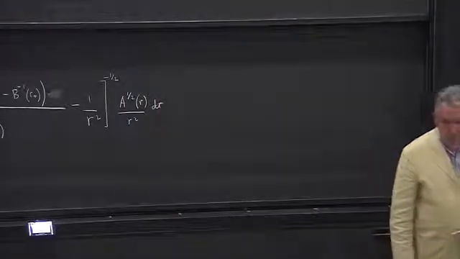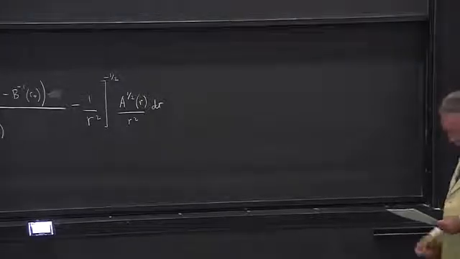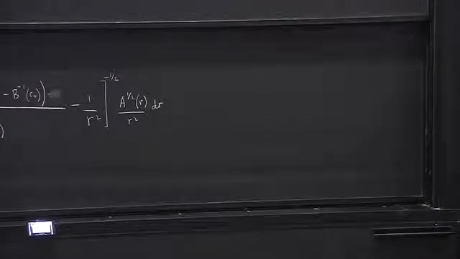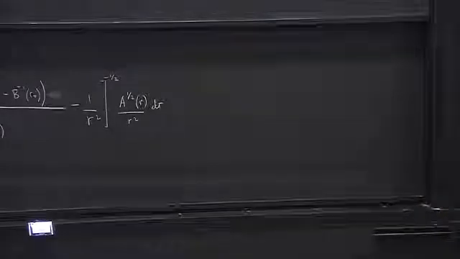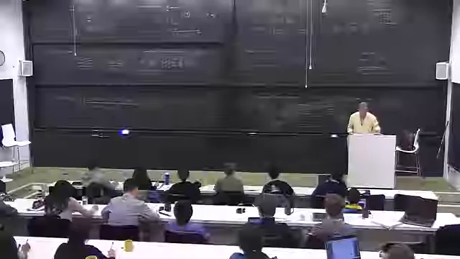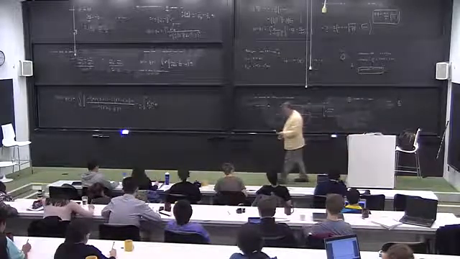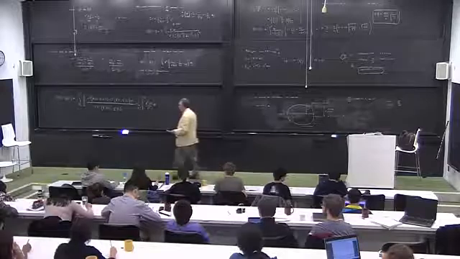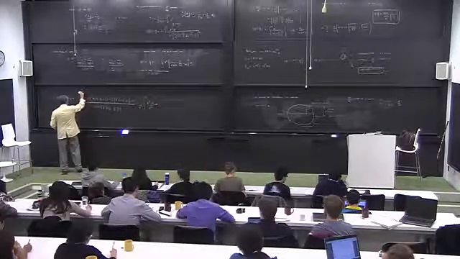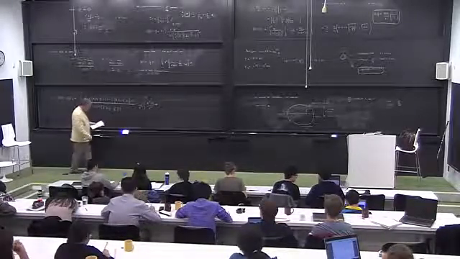Why did the upper limit change from R to infinity? I think I just made a mistake. Yeah, it should be R. Thank you very much. That should be R. Good.